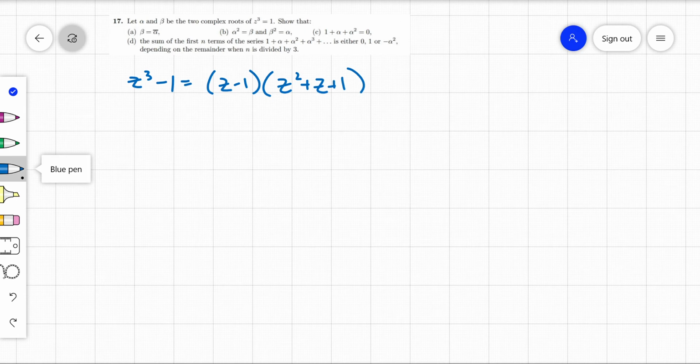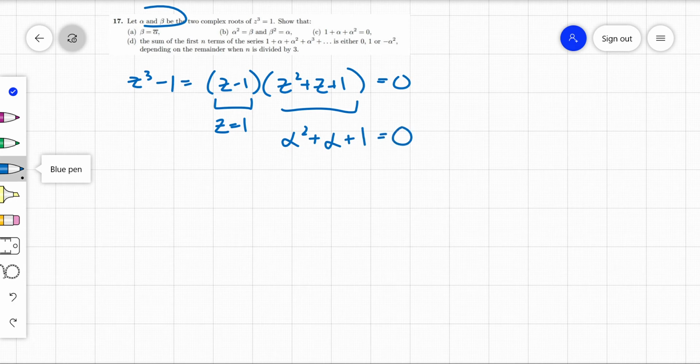So we know that z cubed minus 1 equals 0. You can see one of the roots, the real root, will be 1. So that's one of the roots. The other 2 roots will have to come from here, and we've already been told that the other 2 roots are alpha and beta. So alpha and beta are going to have to work in here. So alpha squared plus alpha plus 1 has to equal 0 for it to be a root. We also know that beta squared plus beta plus 1 will equal 0. So actually that gives us part C already.